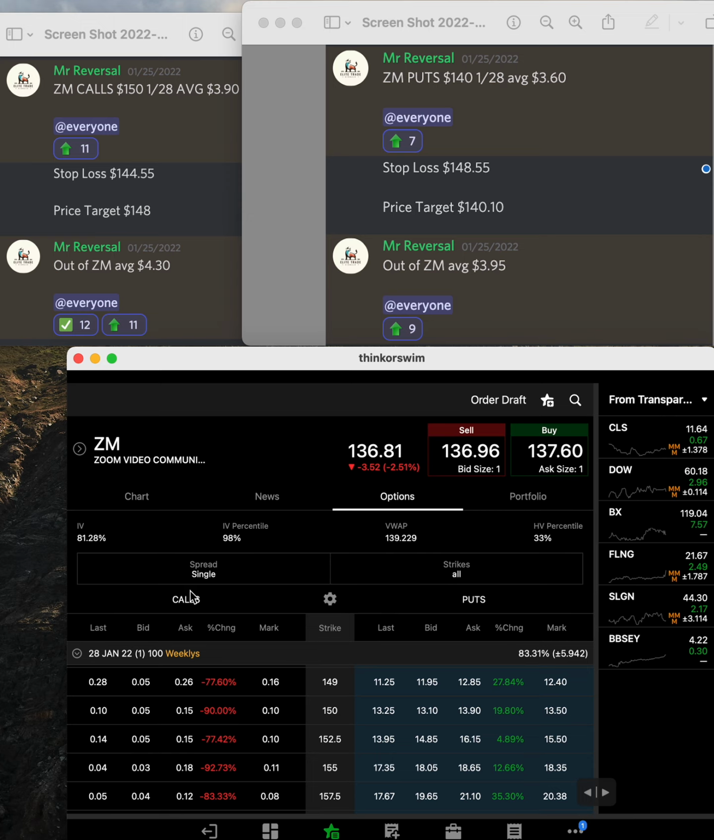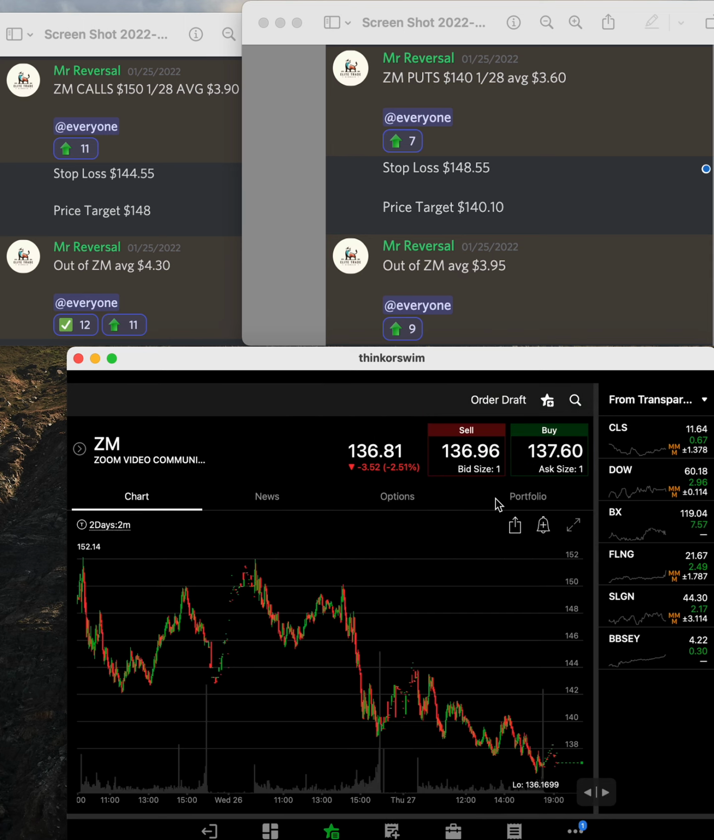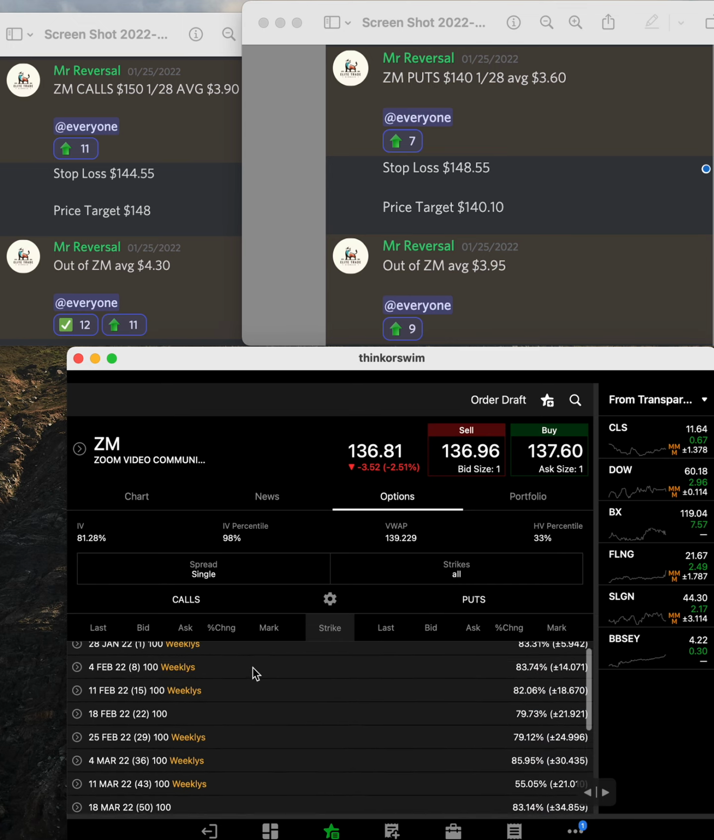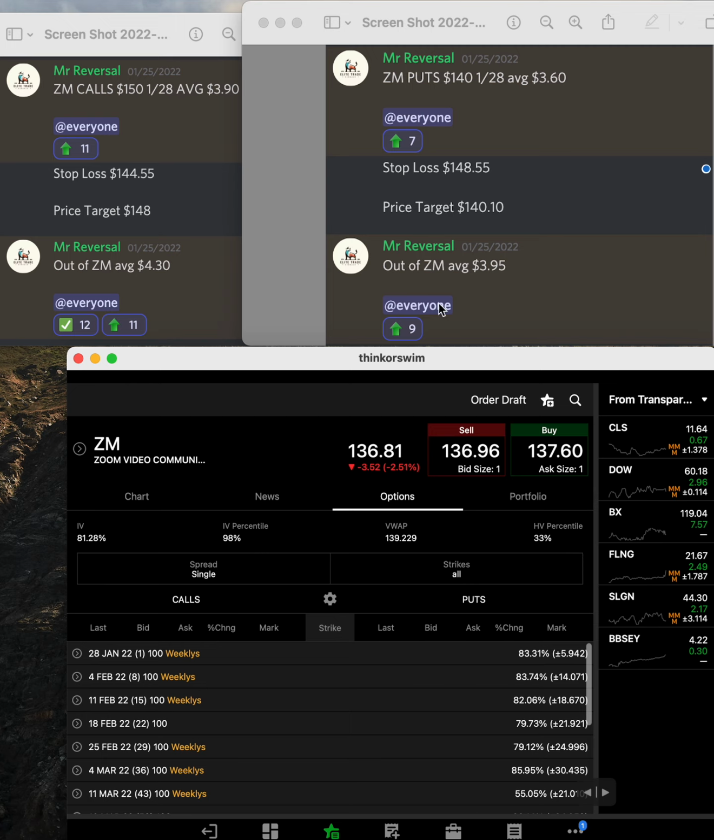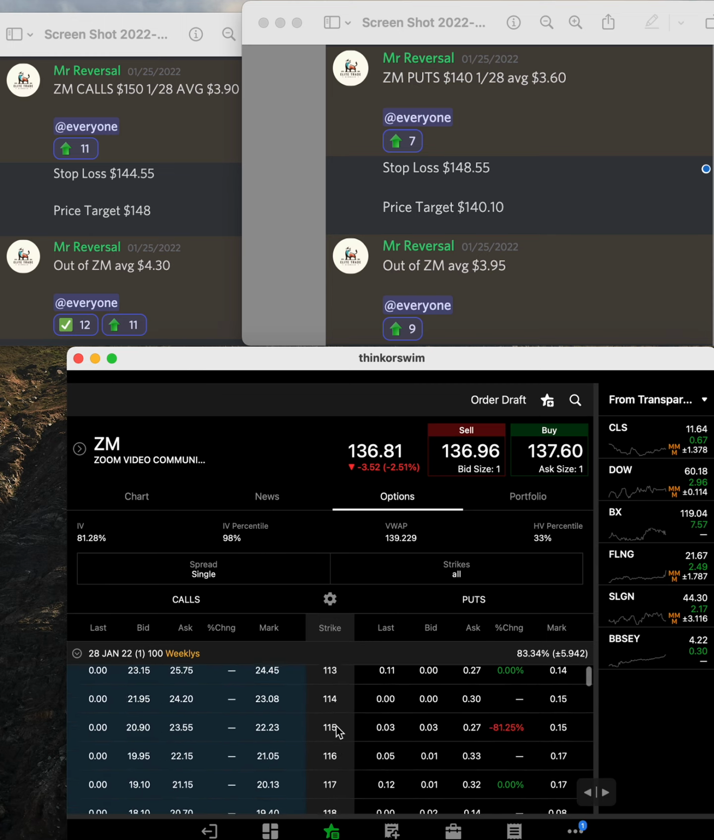Now we'll go over the put section. Same thing: we go to the watch list and look up ZM, because this is another one, just for puts. We go to the option chain, options. This is how you find all your expiration dates. If you simply click it, it drops down and you'll see all the expiration dates. So we said ZM puts, we gave the 140 strike, and we gave the 1/28 expiration. January 28th, here's that expiration. We said the 140 strike, so we have to look for the 140.